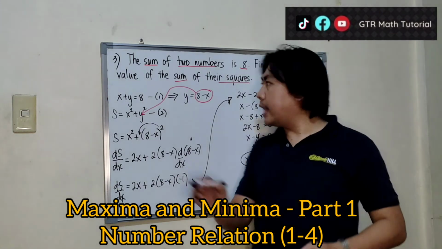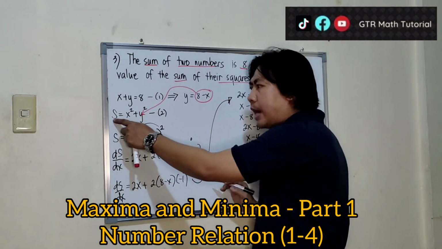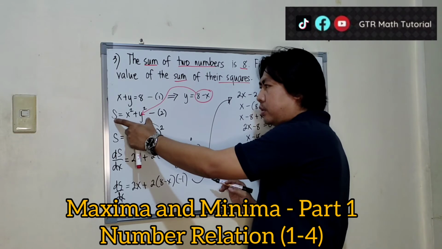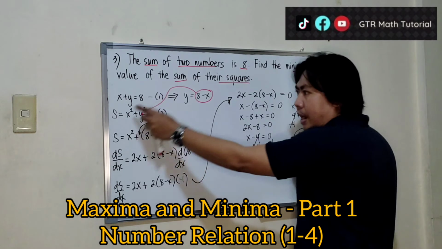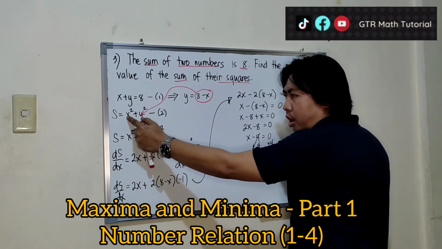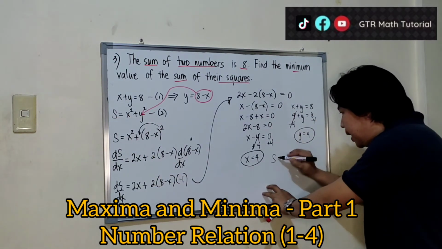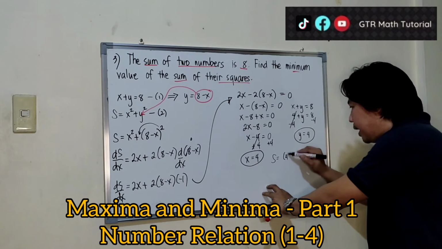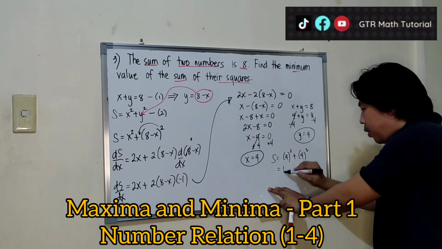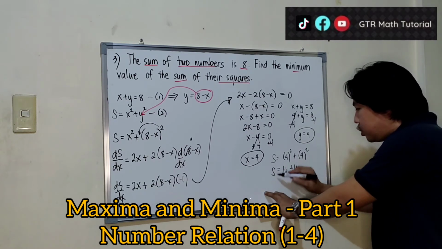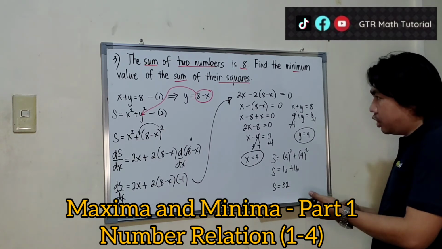But we are looking for the minimum value of the sum of their squares. So x and y are just the numbers. So to find the minimum value of the sum, substitute 4 and 4 to x and y. Then solve for the sum. Okay, so therefore, the minimum sum is equal to 4 squared plus another 4 squared. So we have 4 times 4, we have 16 plus 16. So therefore, the minimum sum is 16 plus 16. So therefore, the answer is 32.